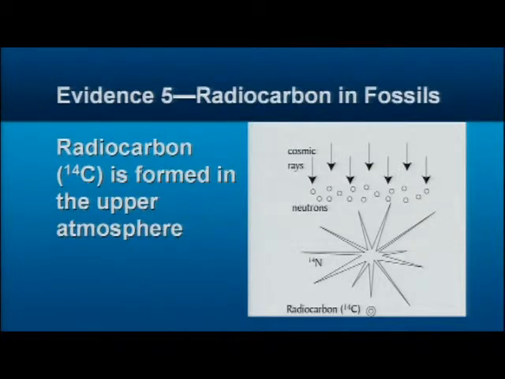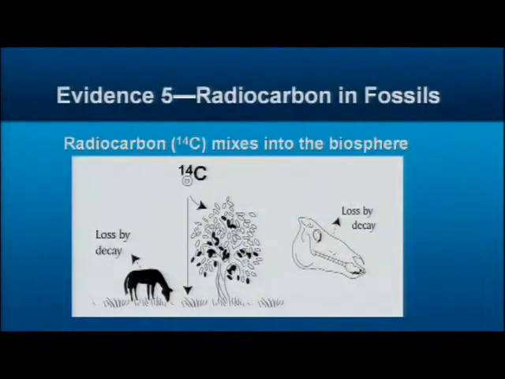Radiocarbon is different from the other elements I've talked about. Why? Well, it's formed differently. Cosmic rays in the upper atmosphere produce fast-moving neutrons that collide with nitrogen-14. That produces carbon-14 in the upper atmosphere, which combines with oxygen to produce carbon dioxide.